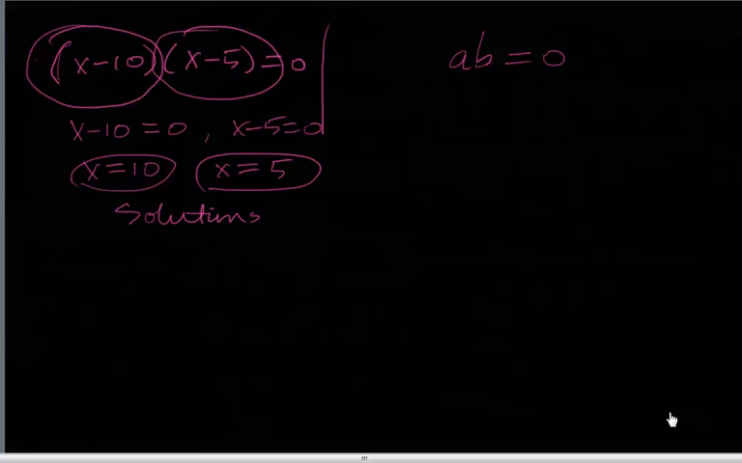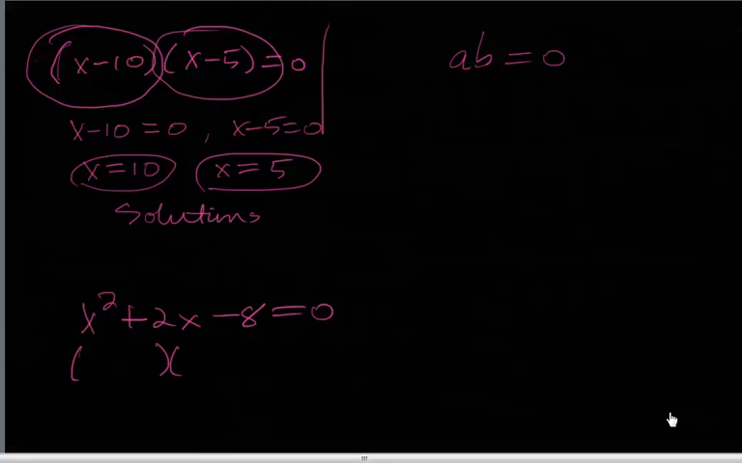Now, that was already factored. If you have an equation that looks like this, for instance, x squared plus 2x minus 8 equals 0, we would first have to factor.